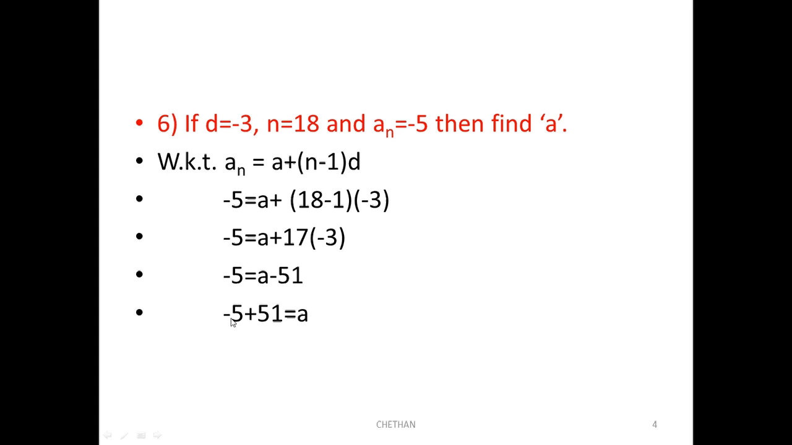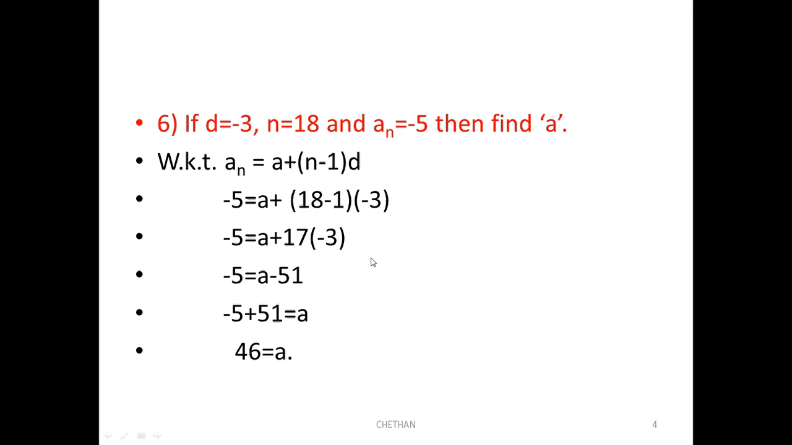One minus value is there, that means a negative integer is there. 51 is a positive integer. If we are adding one negative integer and one positive integer, we have to subtract, and we have to put the sign of the larger number. So one minus is there, one plus is there. So 51 minus 5 becomes 46. So the first term of this given AP, a, is 46.